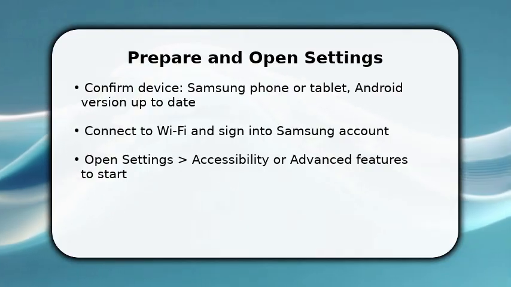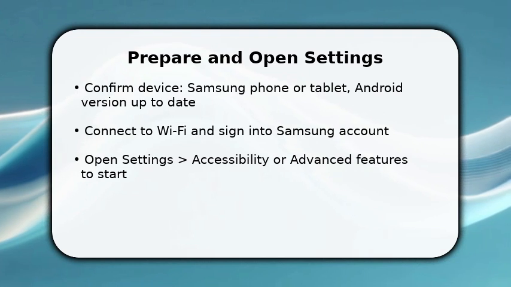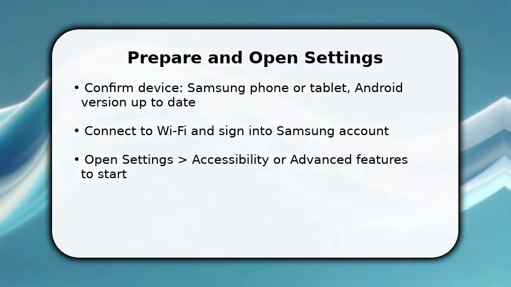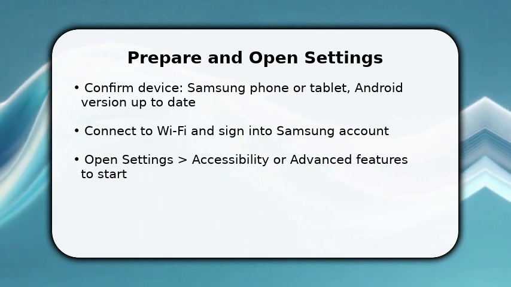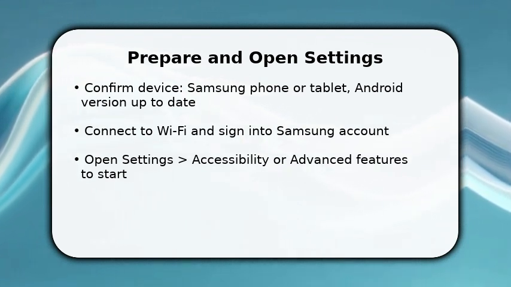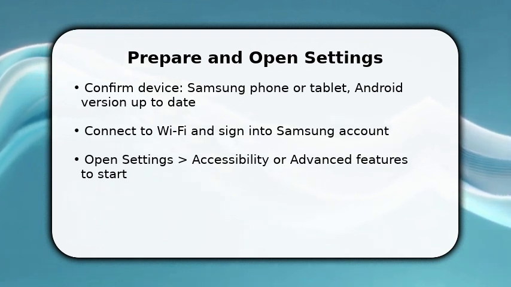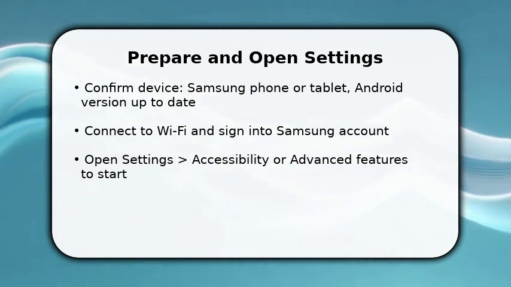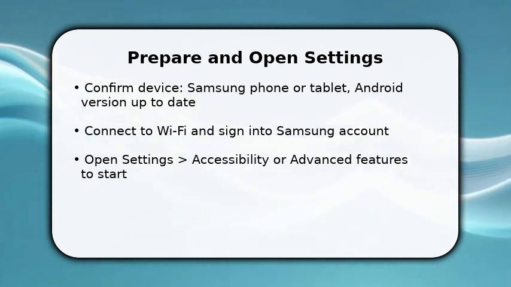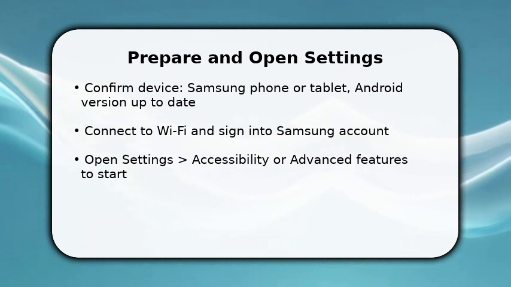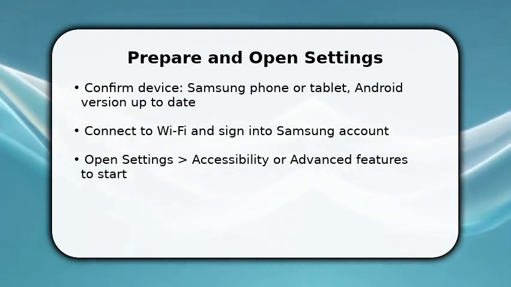You're starting now. Make sure your Samsung device is updated and you're signed into your Samsung account because Voice Assistant needs current software and permissions. Once done, open Settings and go to Accessibility or Advanced Features depending on your model. This is where voice features live. You do this now so the assistant can access system controls and read screen content. If you don't see accessibility, search Settings for Voice Assistant to jump directly to the option.